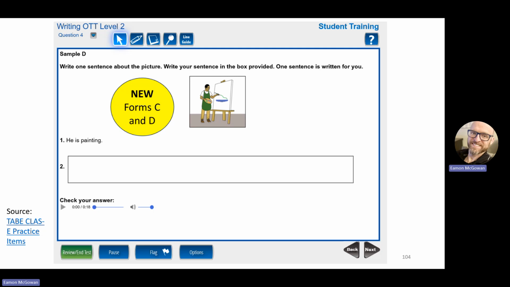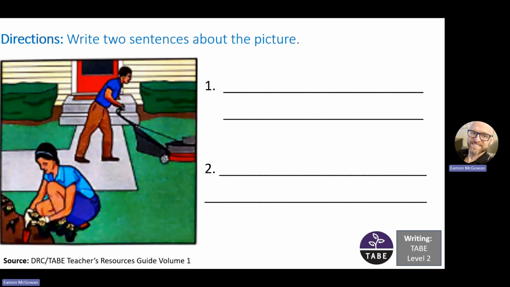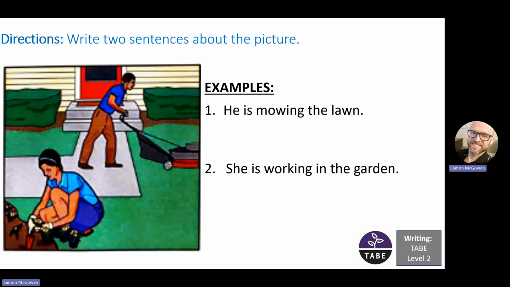Here, this is from the CD form, right? They get an example, then they have to write a sentence, type a sentence rather, on their own. As they move up in TABE level, they might have to do 2 sentences. So again, this is an opportunity to reinforce proper sentence structure with your students. And we have examples for you too to show your students.